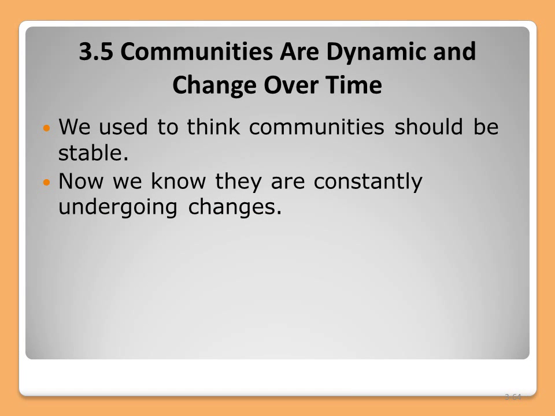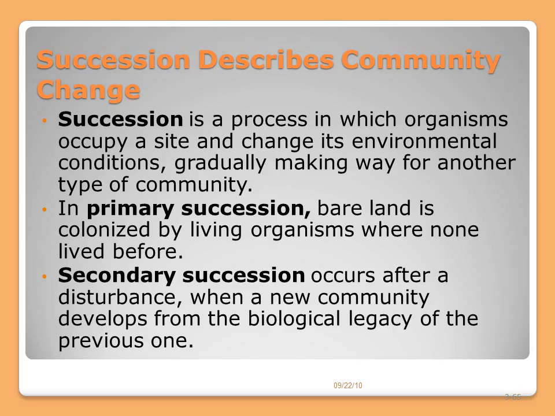We used to think that a healthy community should be stable. Now we know in actuality that healthy communities are constantly undergoing changes. So they're having various things happen in that community that change the plants and animals and the structure of that community. The process of a community changing over time is called succession. And in succession, we're following how the organisms change from essentially there being not much of anything in the community to having a very productive community.